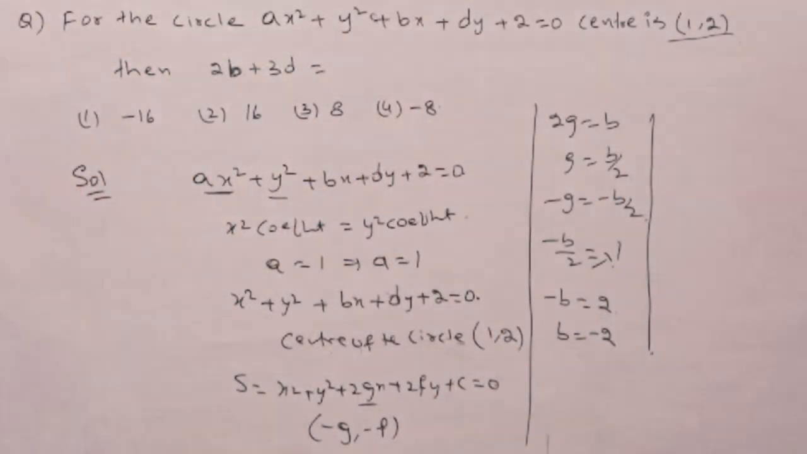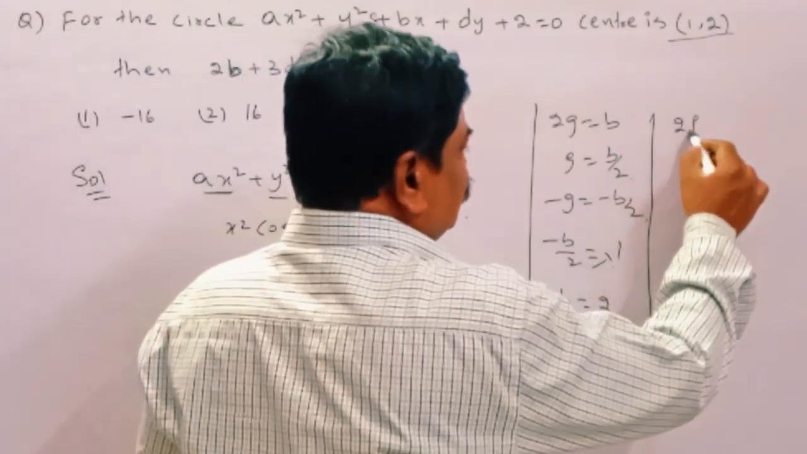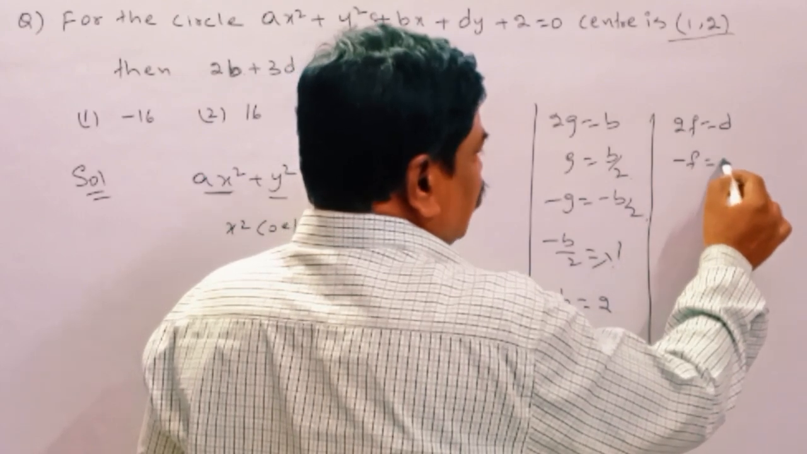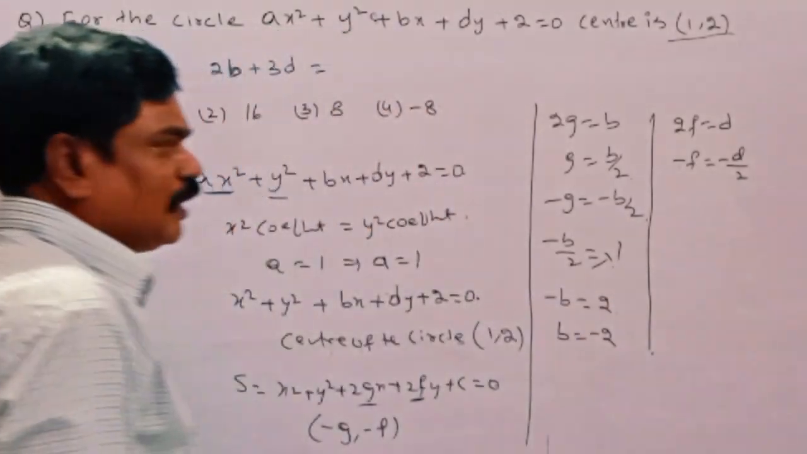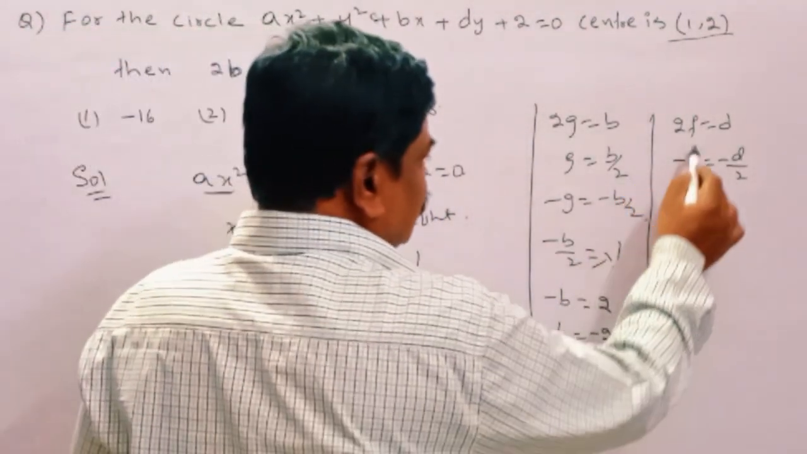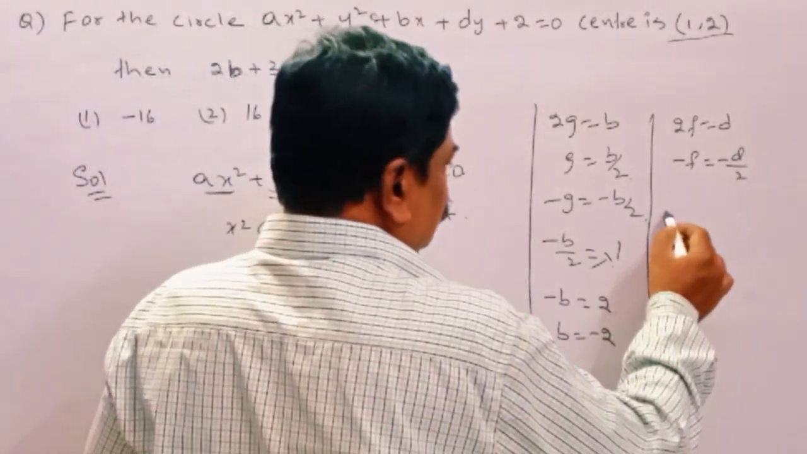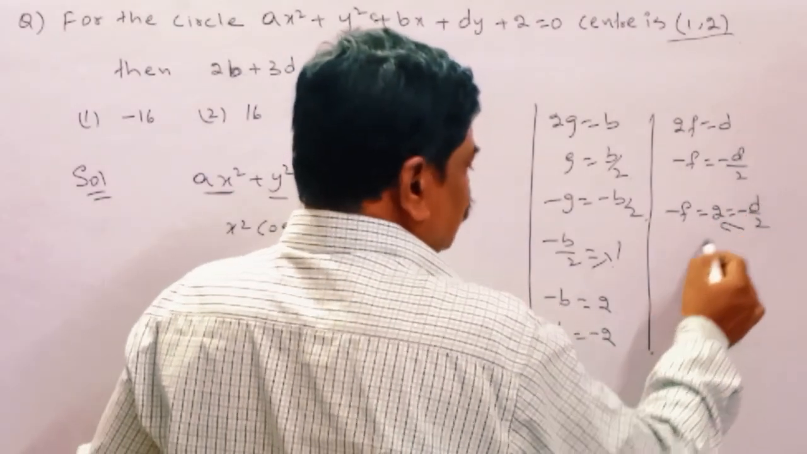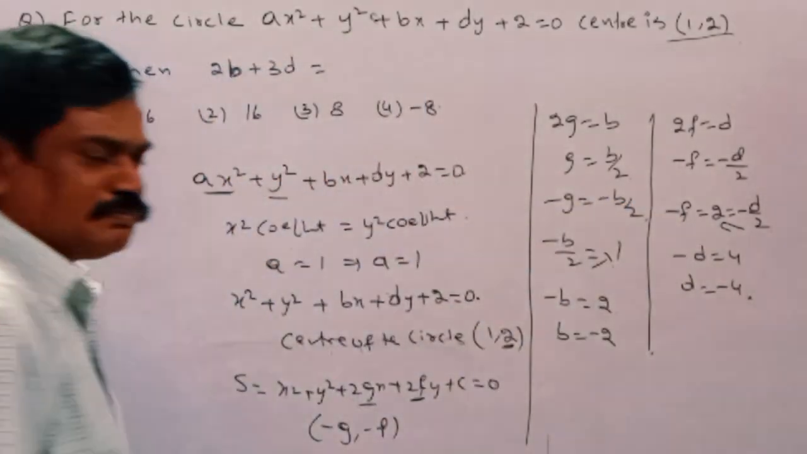1. By cross multiplication, minus b is equal to 2, b is equal to minus 2. Okay all of you. And here 2f is equal to d. Minus f is equal to what? Minus d by 2. But here y coordinate is 2. So minus f is equal to 2 is equal to minus d by 2. That is minus d is equal to 4. d is equal to minus 4.